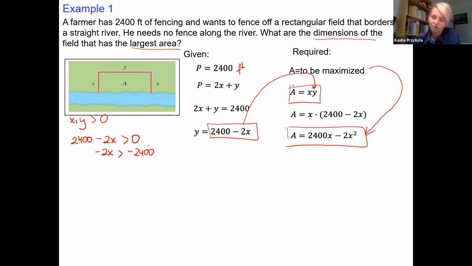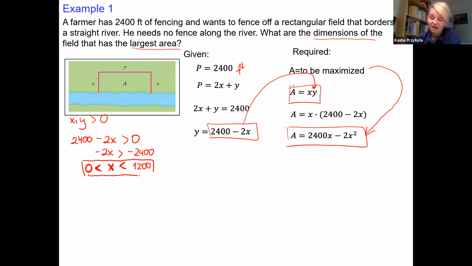I will subtract 2,400 and divide by -2, I will get 1,200. But do you remember what we have to do with the direction of the inequality? Flip it, because it's always when we're dividing or multiplying by negative numbers. Okay, x, of course, is positive. I'm not even considering the negatives, but we can't have values greater than 1,200. That means this is my domain.